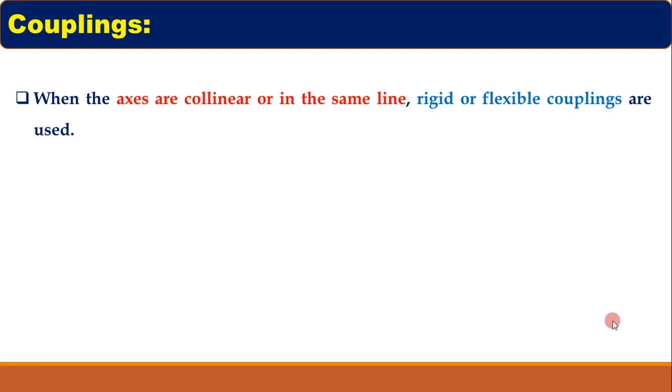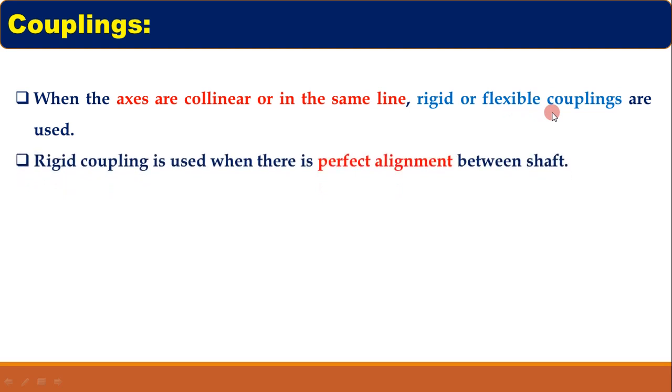When the axes are collinear, or on the same line, rigid or flexible couplings are used. So just remember this very important point. When the axes of the shafts are collinear, we have to use rigid or flexible couplings. A rigid coupling is used when there is a perfect alignment between the shafts. So out of these two couplings, rigid and flexible, a rigid coupling is used when there is a perfect alignment between the two shafts.